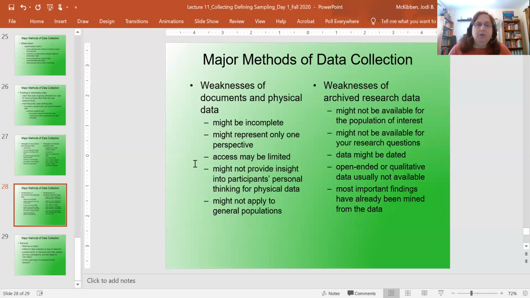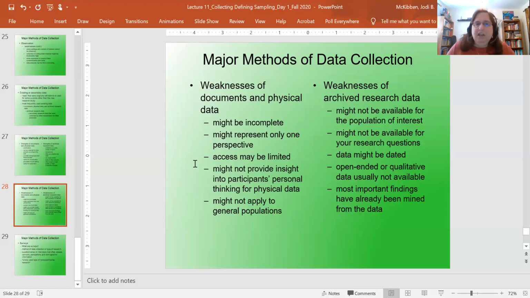Okay. Now, let's talk about some of the weaknesses of archived research data. Might not be available for what you're interested in. That's the biggest one, right? It might not be available for your population of interest or for your research questions. The data might be dated. The data might be old, right? They might not have used the measure that you're interested in.